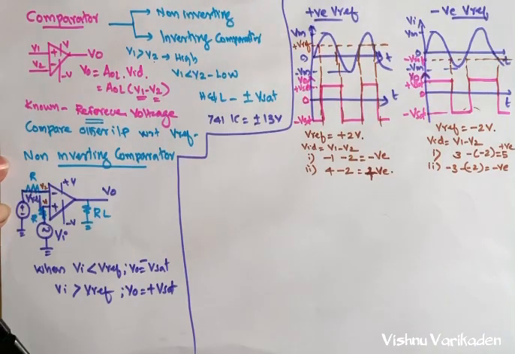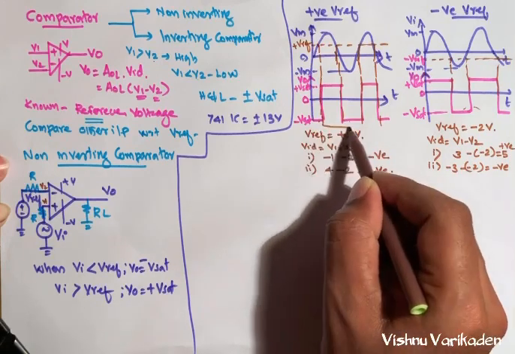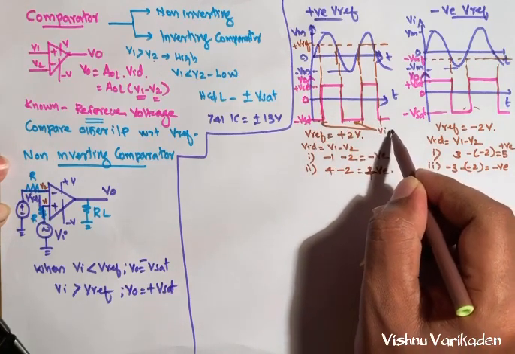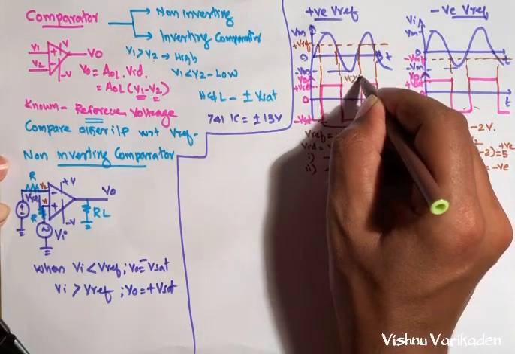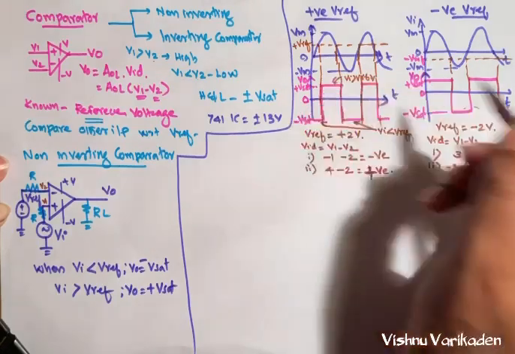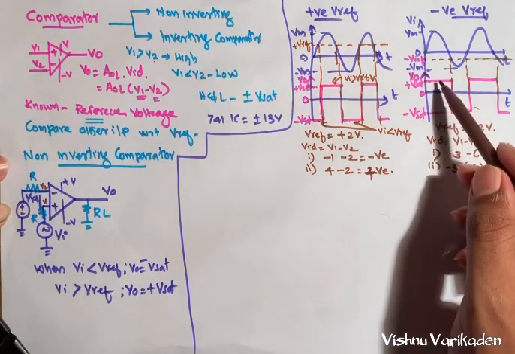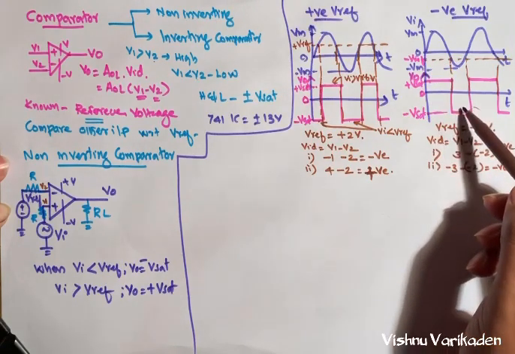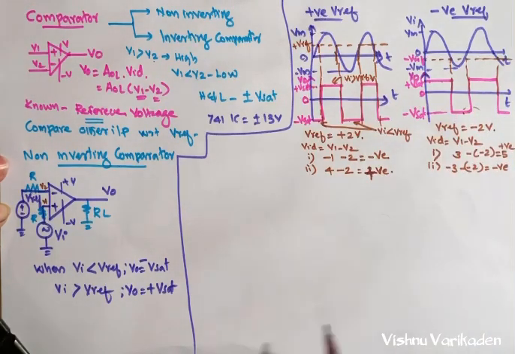We can make the prediction whenever Vi, these are the points. We can write Vi greater than the reference voltage, and this one Vi greater than VREF. Also we can make this one: Vi is greater than VREF, and this one Vi is less than VREF. This can easily be predicted from the first waveform also.